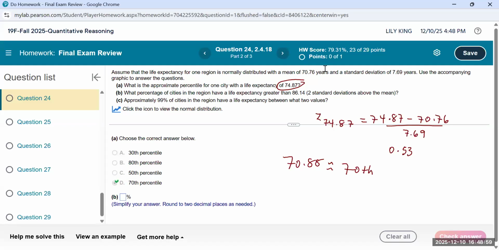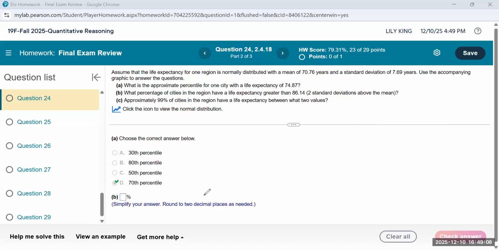Now, for B, I'm going to use the empirical rule. And why am I using that? I'm using that because I know that on the question, 86.14 is exactly 2 deviations above the mean. So I can easily use the empirical rule to answer this question.